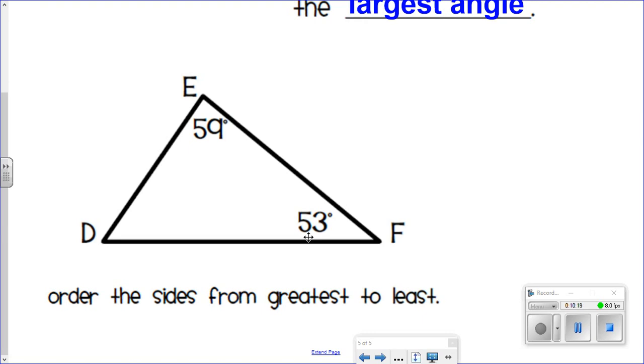So your first step, and the thing that I recommend, is if you have a triangle with two angles given, you need to always find the third. So remember, all the angles of a triangle add up to 180. So we can just subtract the 59 and 53 from 180 and get the measure of angle D. So when we do that, angle D is 68 degrees.